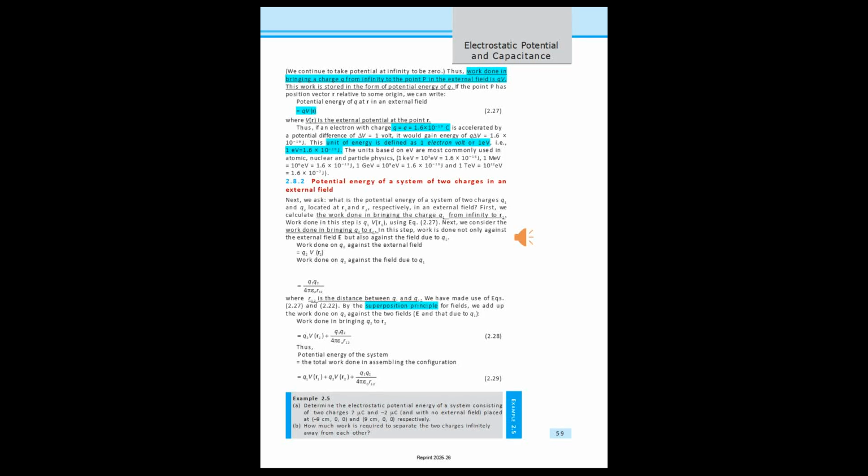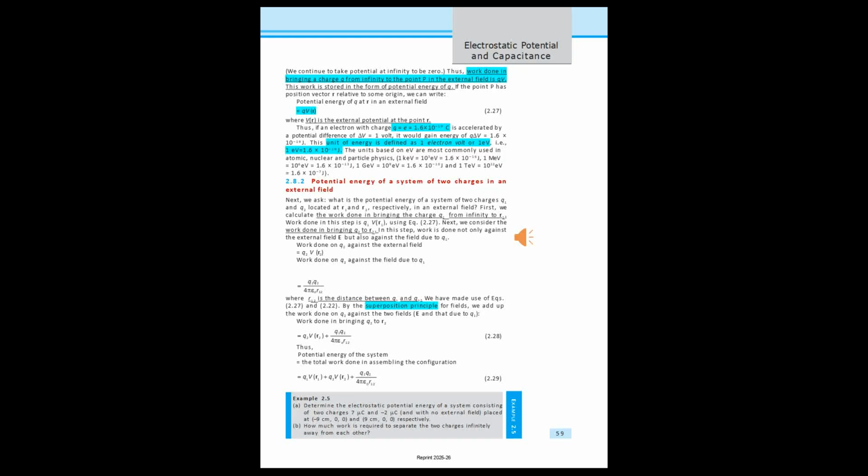Thus, if an electron with charge Q equal to e equal to 1.6 times 10 power minus 19 coulomb is accelerated by a potential difference of delta V, which is given by 1 volt, it would gain energy of Q times delta V, that is equal to 1.6 times 10 power minus 19 joule. This unit of energy is defined as 1 electron volt or 1 eV, that is, 1 electron volt is equal to 1.6 times 10 power minus 19 joule.